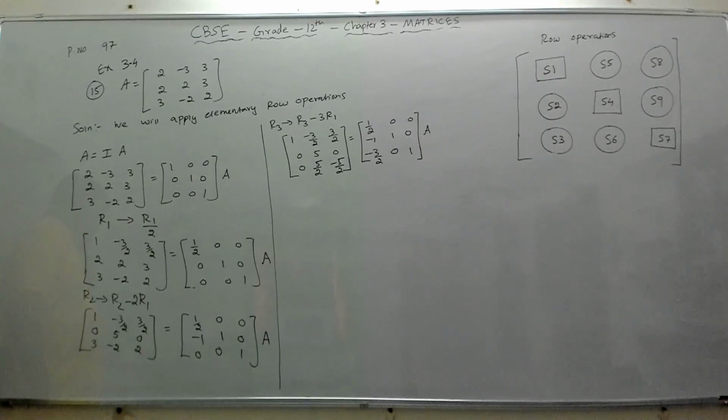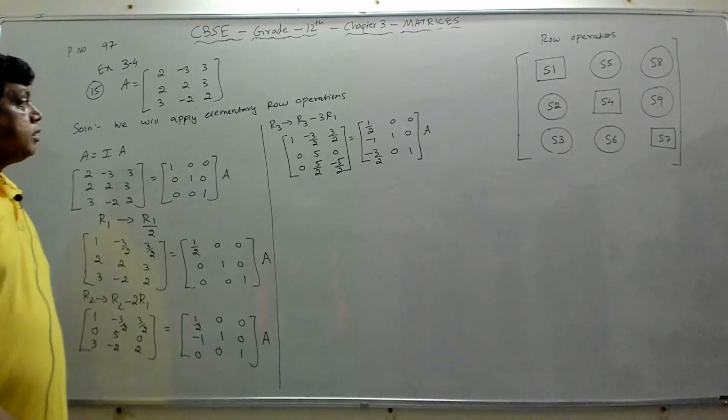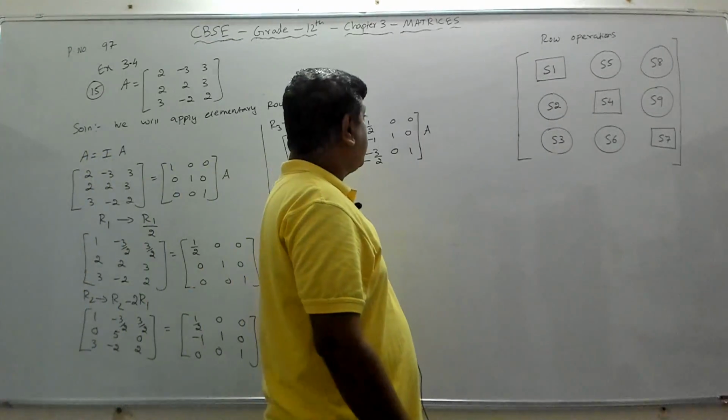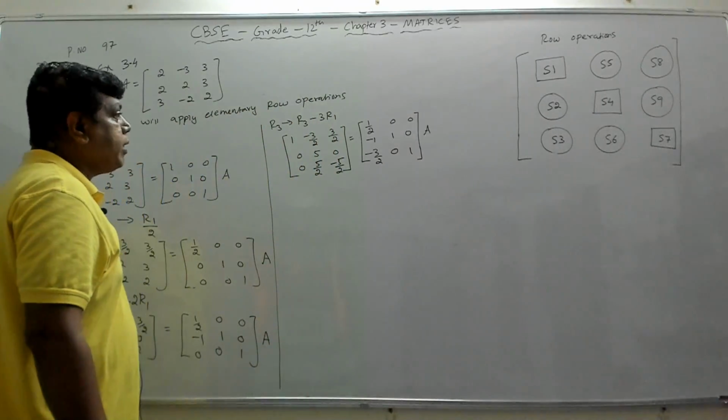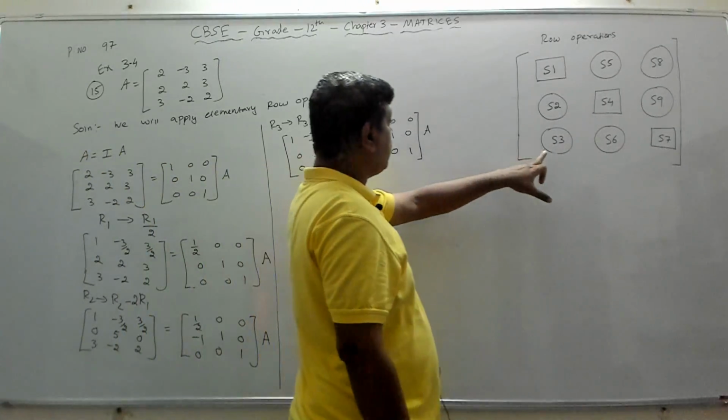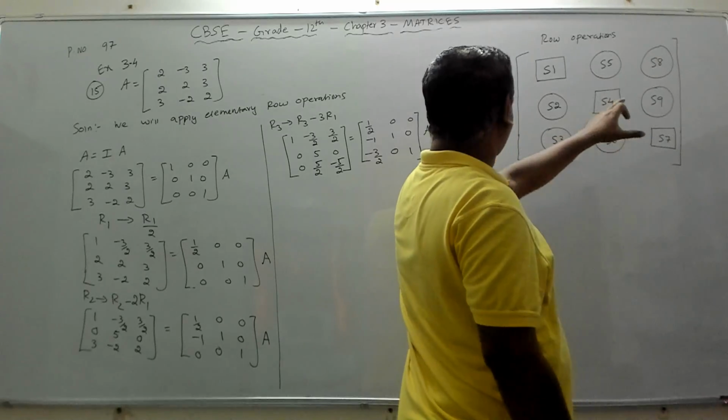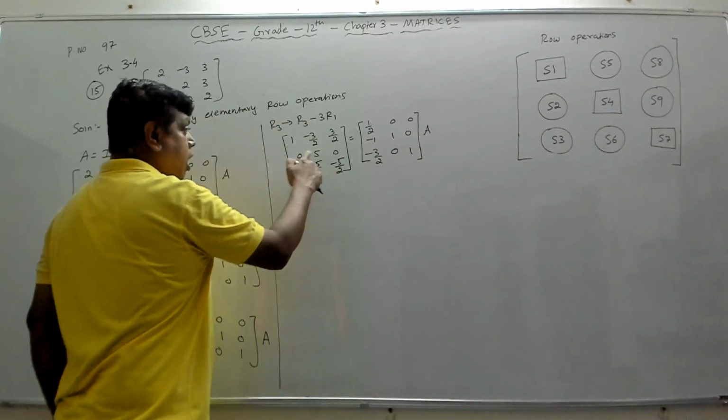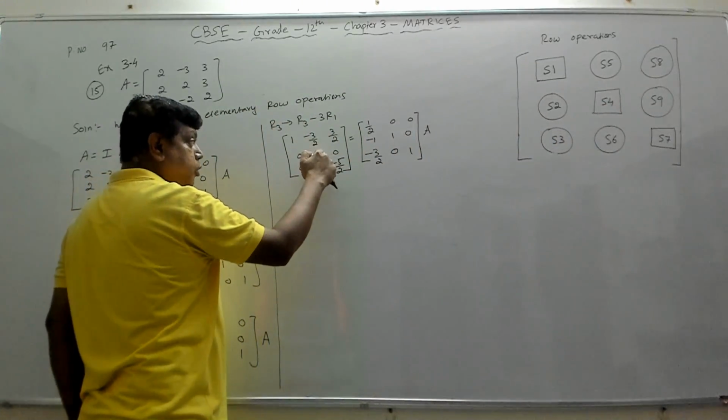Fine? Clear? Now the next step is we have done these two. Now this is over. Third step is over. We have to make this as 1. We have to make R2 as 1 using either R2 or R3.